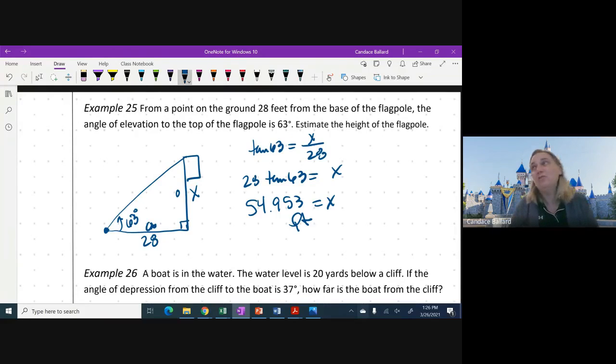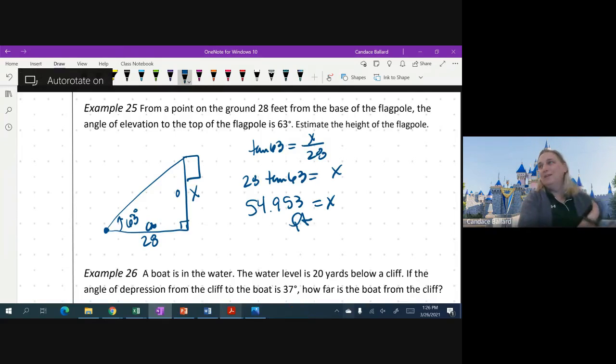Maybe if you measured from the base of where the ground is for the stadium up to the top of the flagpole in the stadium, maybe we have a 53-foot flagpole there. I don't know. That's kind of pushing it. It's not really the height of the pole then.